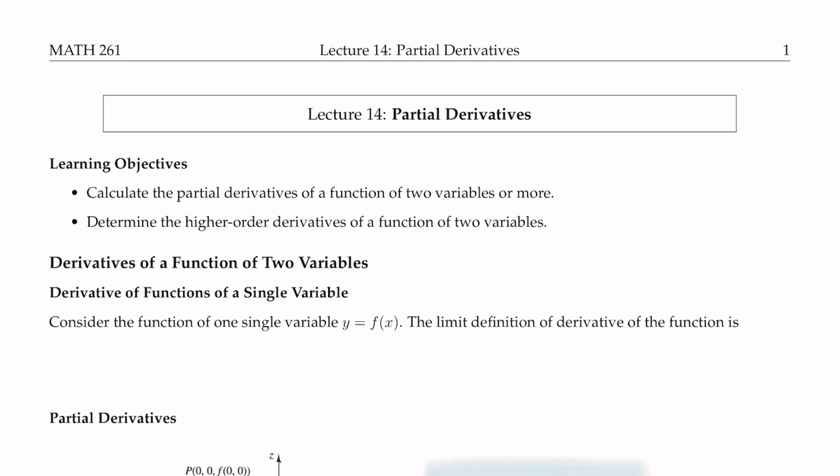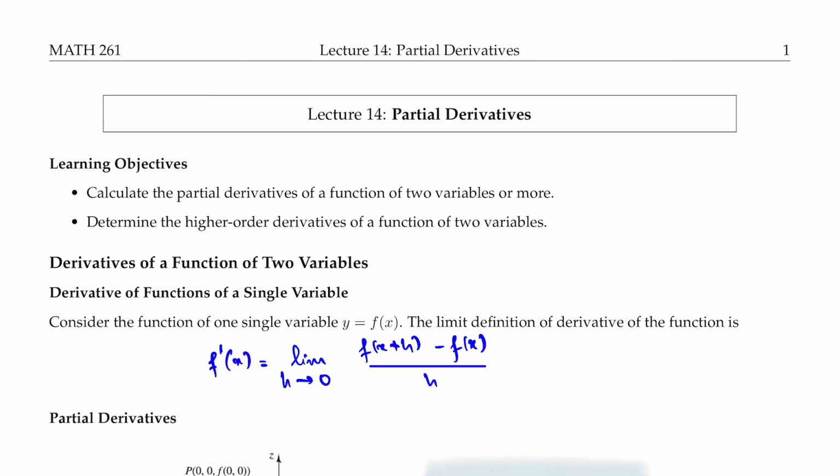to the limit definition of the derivative of functions of one variable. So consider the function of a single variable of the form y equal to f of x. The limit definition of the derivative of the function is written as f prime of x equal to the limit of f of x plus h minus f of x divided by h as h approaches 0. So that is the limit definition of the derivative of functions of one variable.